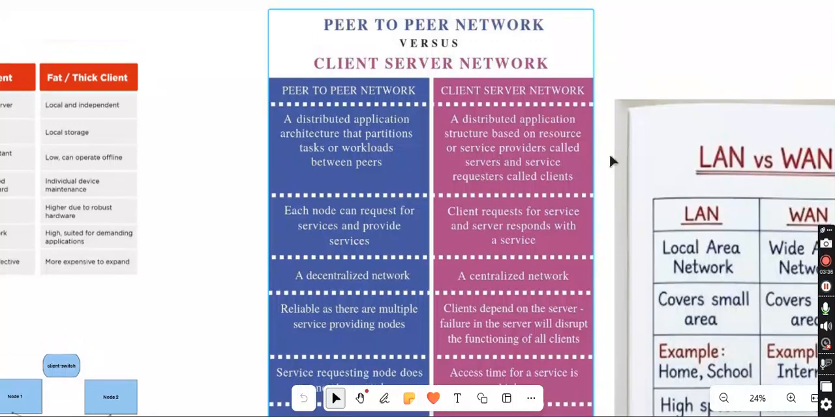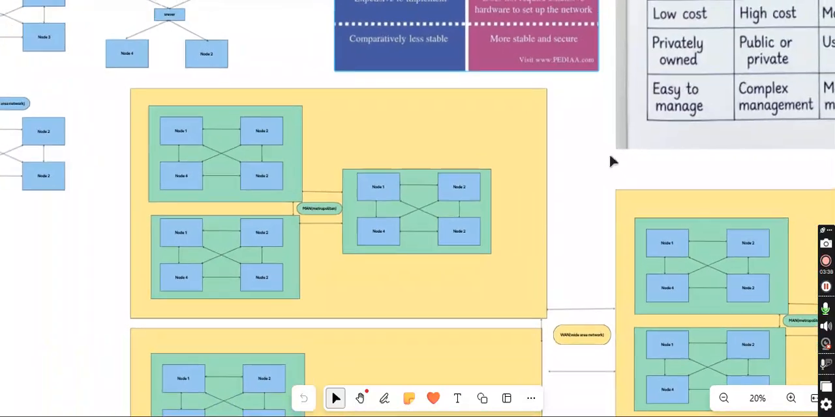Now, what is peer-to-peer and what is the client-server model? First we should see from here.